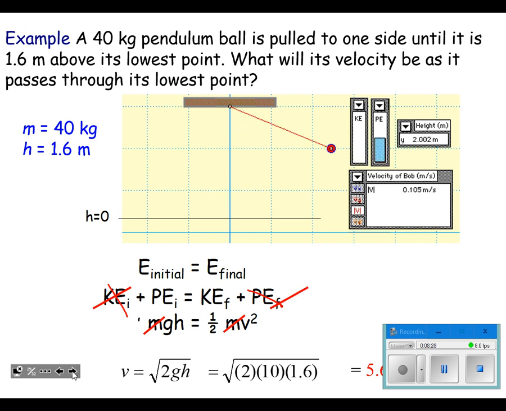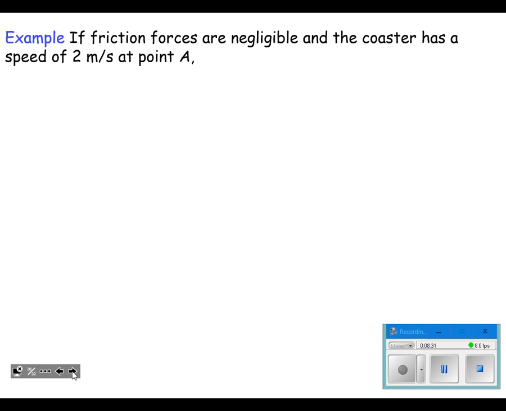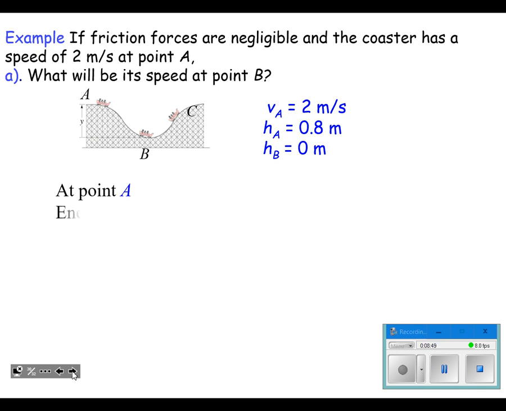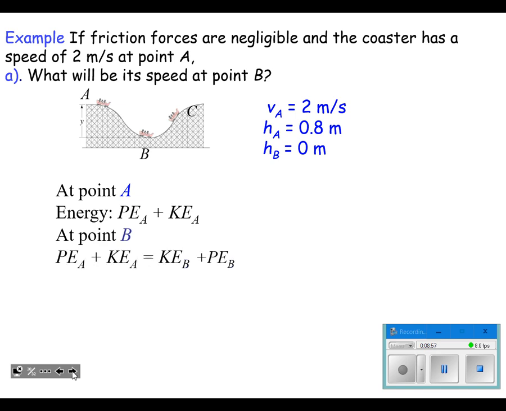All right. So, if friction forces are negligible, which we're always going to say they are, the coaster has a speed of 2 meters per second at point A. I want to know what its speed is going to be at point B. So I know the speed at A is 2. I'm going to tell you the height at A is 0.8. Then the height at B is going to be 0. So at point A, I have both kinetic and potential energy because I have a height and I have a velocity. And at point B, I'm going to have just kinetic energy because if the height is 0, the potential energy is 0.